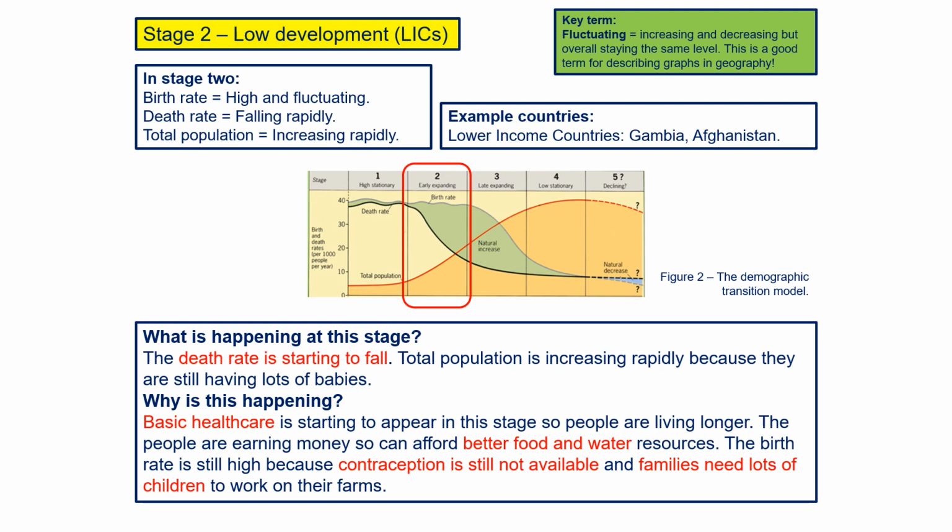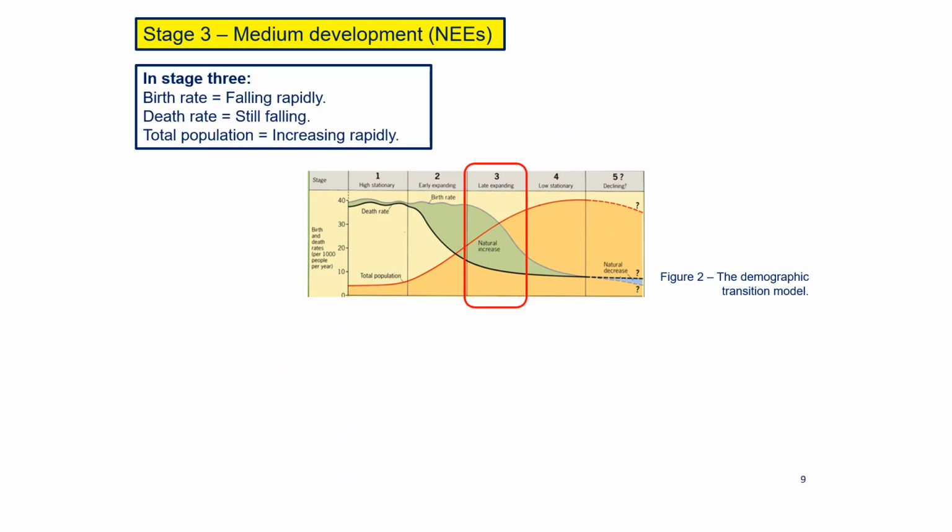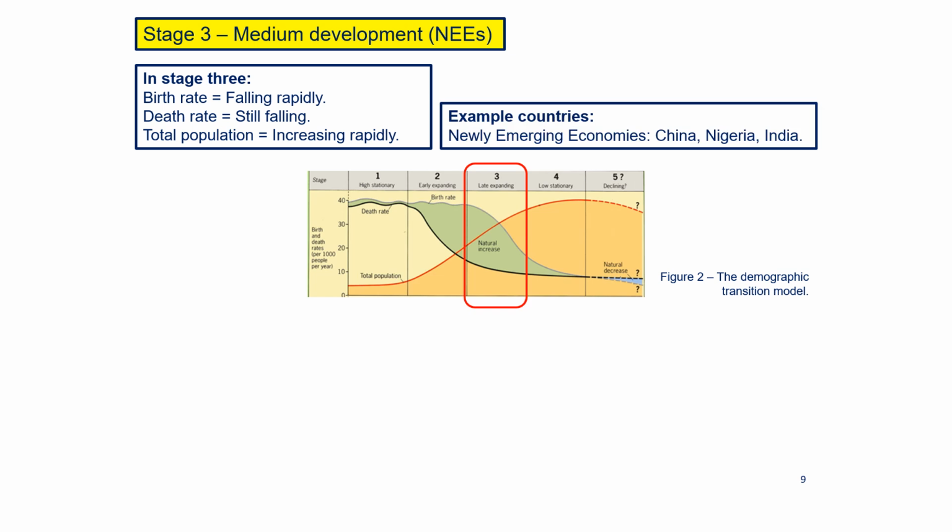Death rate rapidly falling due to advancements in basic healthcare to treat preventable diseases. We then come to stage 3, newly emerging economies. What we start to see here is the birth rate starts to fall rapidly and the death rate still continues to go down. Where the birth rate is higher than the death rate, the population in NEEs is still rapidly increasing. Example countries are China, Nigeria, India, Brazil.